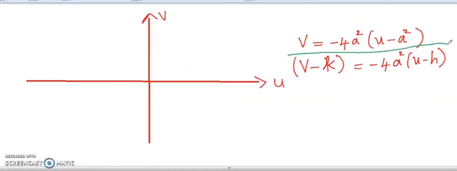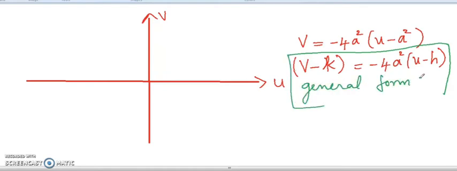You see, this is the general form of parabola, with vertex h comma k. So you can take the term with u and the term with v. In this case, the term with u is a square.